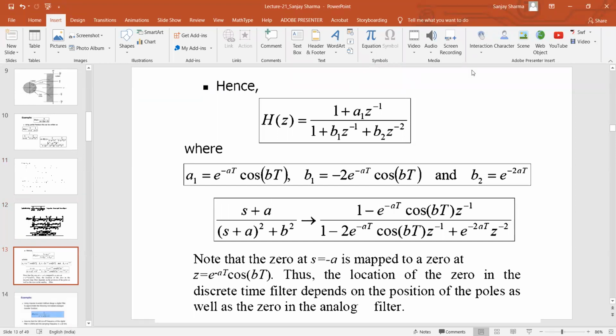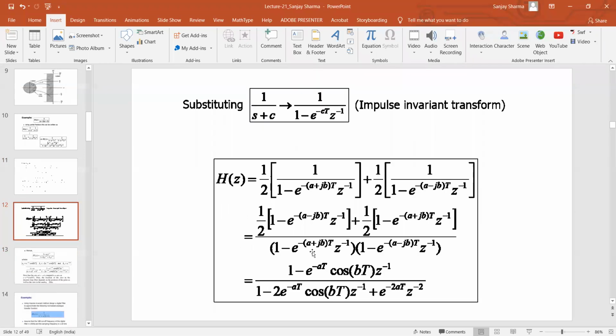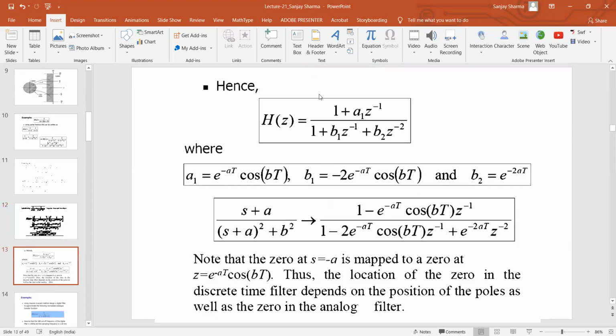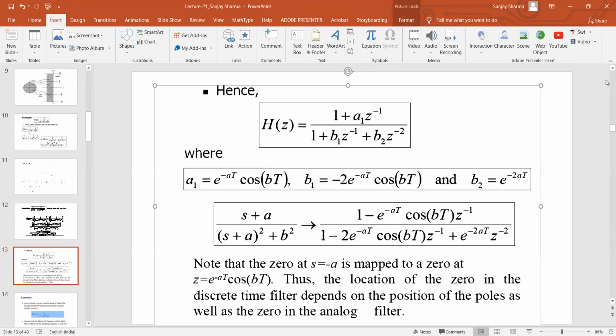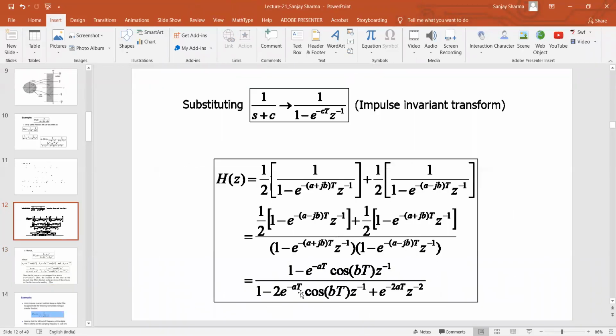So this is the filter we obtained. Now we can compare the general form. Now this H(z) can be written as 1 plus a1 z to the power minus 1 plus b1. So these are the coefficients. I mean, this is the same thing. This is the filter only. So H(z) is the filter.